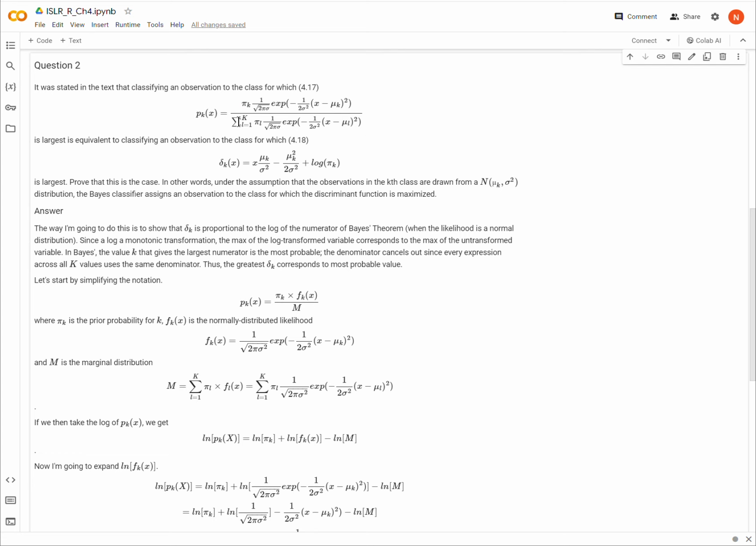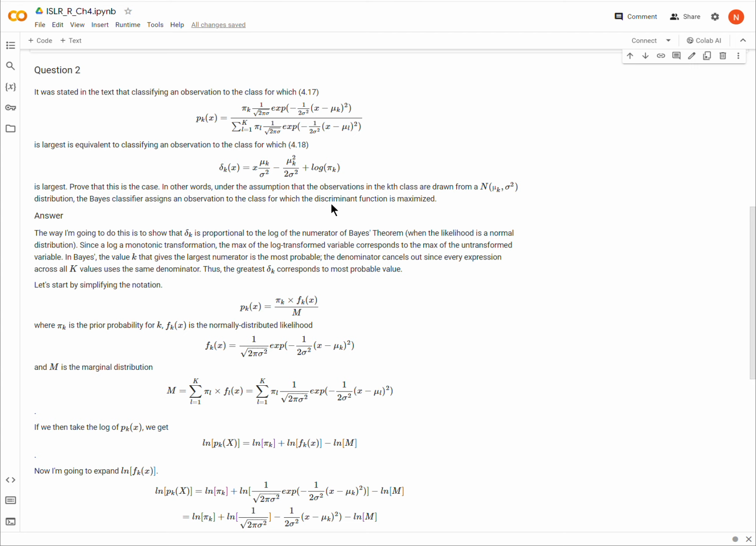In the Bayes classifier, the category with the greatest numerator is the most probable value. The marginal distribution does not matter when we're just ranking the possible categories. Why? Because every one of these expressions for P of K has the same marginal, so when I'm comparing them, they just cancel out. So the P with the greatest numerator is the most probable category for X. Let me pause this for a second.